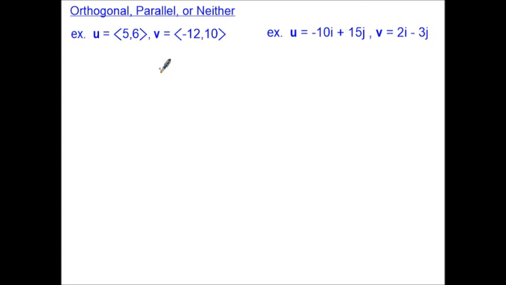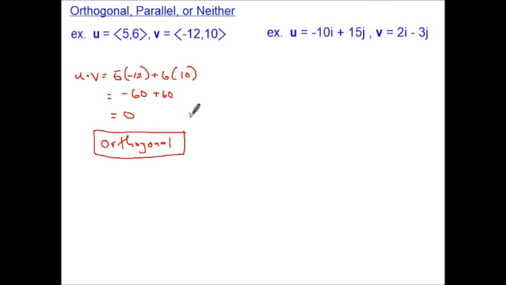Now there is some manner of common sense that you can apply to this stuff. For instance, if this one's going right and up, he's got kind of a positive slope. This one's going left and then up, so he's going to have kind of a negative slope. So clearly these aren't going to be parallel. So right now it's basically orthogonal or neither. So I'll do my dot product, u dot v, and it's going to be 5 times negative 12 plus 6 times 10, and hopefully not too shockingly, negative 60 plus 60 gives us 0, and by that theorem we did a little bit ago, that means these are orthogonal.